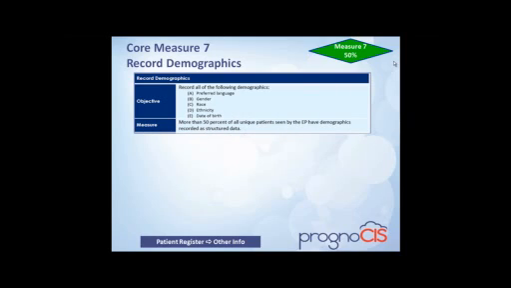The measure requires that more than 50% of all unique patients seen by the eligible provider within the reporting period have these specific demographic elements recorded in the structured data of the EHR system.